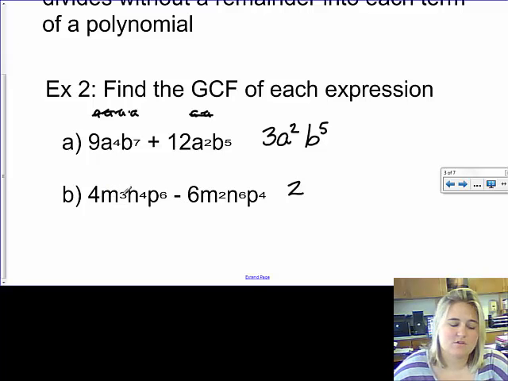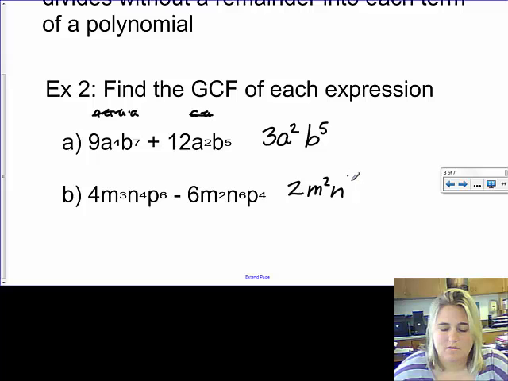So I have m to the third and m to the second. I said earlier we want to take the smallest exponent, so I'm going to take m to the second, because I can take 2 from 3, but I can't take 3 from 2 without getting a negative. I have n to the fourth and n to the sixth. The smallest one there is n to the fourth, so that's what I'm going to take. And p to the sixth and p to the fourth, which means I'm going to take the smaller one, which is p to the fourth. Final answer. This is my greatest common factor of this right here.